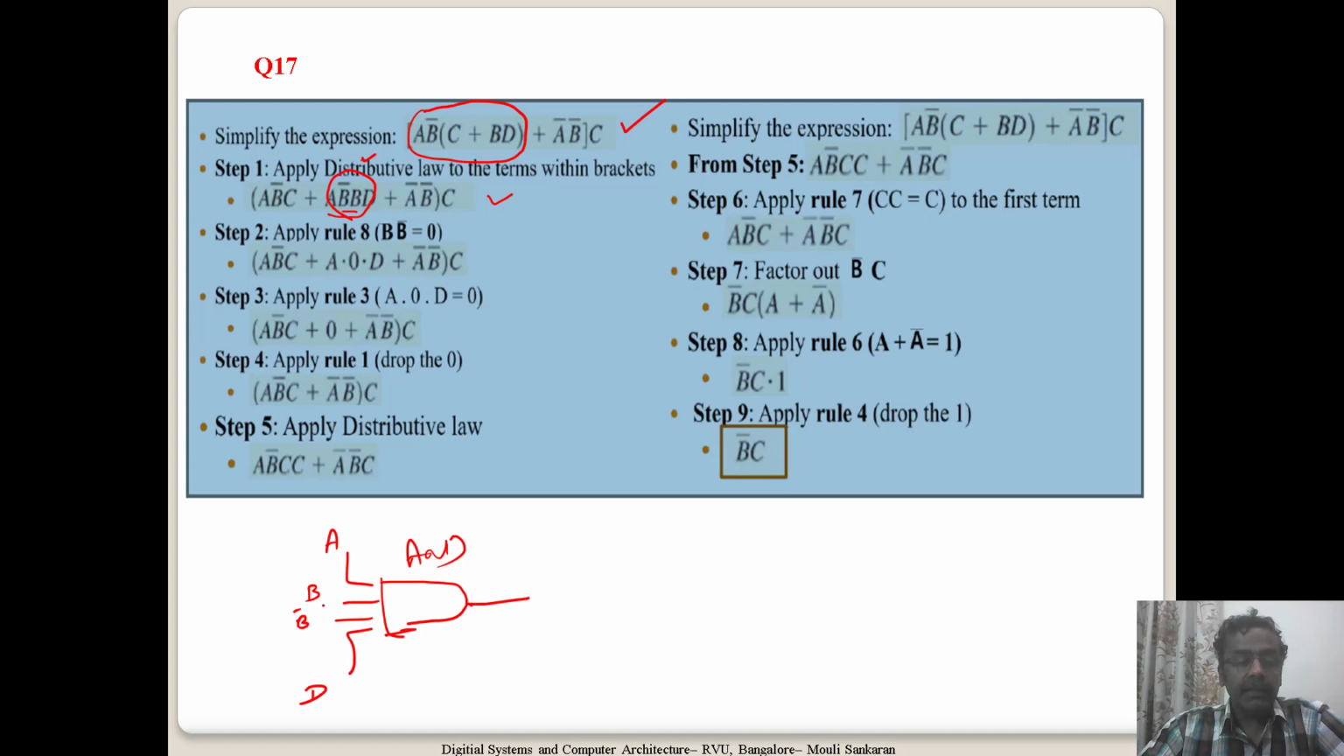This expression will be, if B is 0, this is going to be 1. If B is 1, this is going to be 0. That means one of the values is going to be 0 here. If at any point in time one of the inputs is 0 for an AND gate, the output is going to be 0. So this expression can be totally considered to be 0.